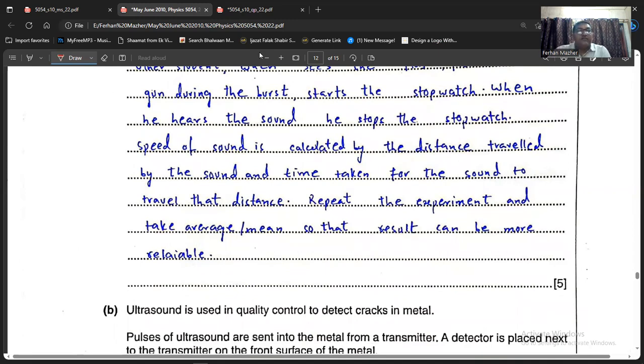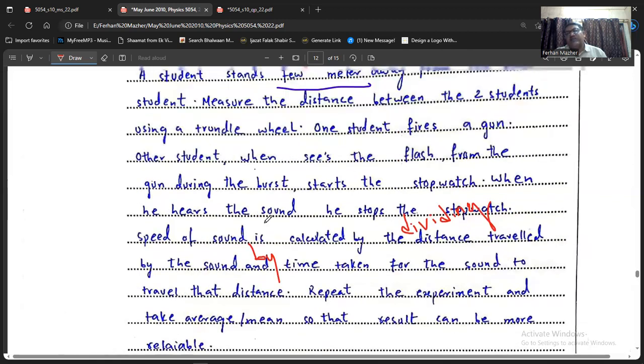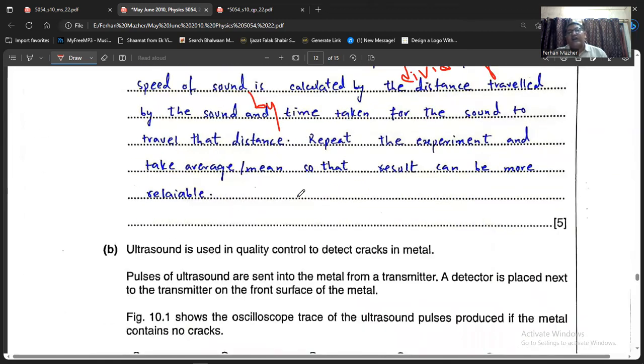Repeat the experiment. Speed of sound is calculated by, here we should say dividing, by dividing the distance traveled by the sound by the time taken for the sound to travel that distance. Repeat the experiment and take the average mean so that the result can be more reliable. So here you see in this answer, she has not mentioned the change.